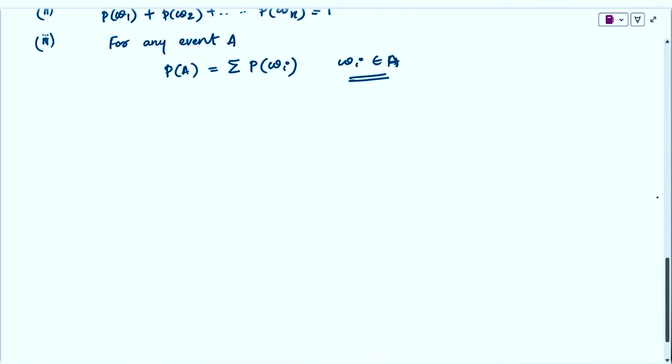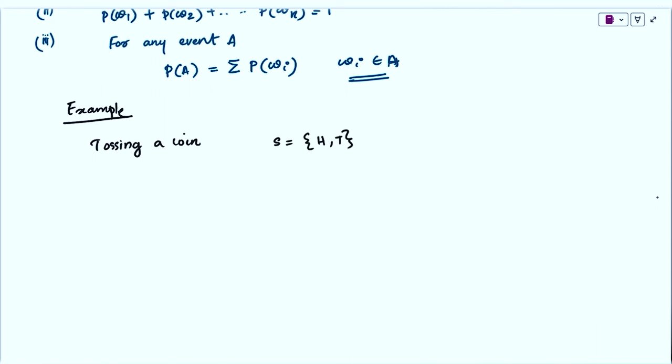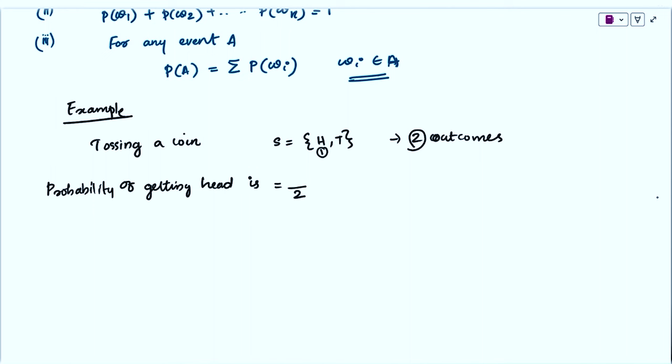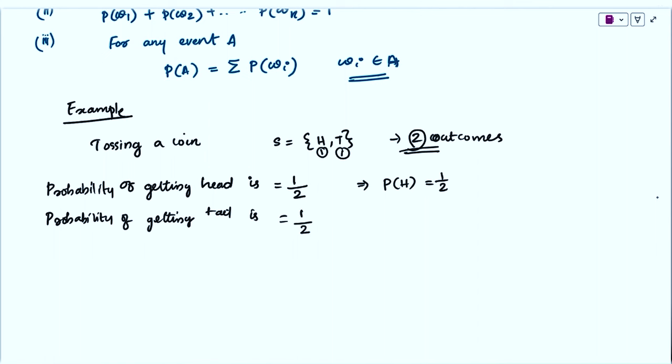The axioms of probability can be understood by the following example. Consider an example where we are tossing a coin. So the sample space will be head and tail. There are two outcomes. Now the probability of getting head: there are two outcomes and only one head, so out of two we are getting one head. So the probability of getting head is 1 out of 2. Similarly, for the probability of getting tail, there are two outcomes and only one tail, so from the two outcomes there is one chance of getting a tail.